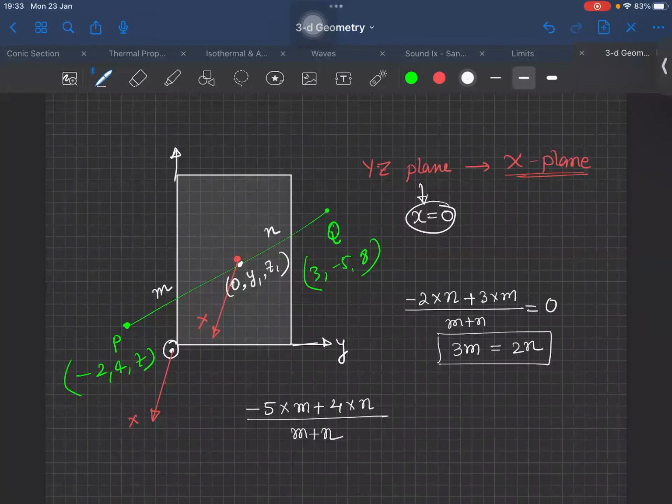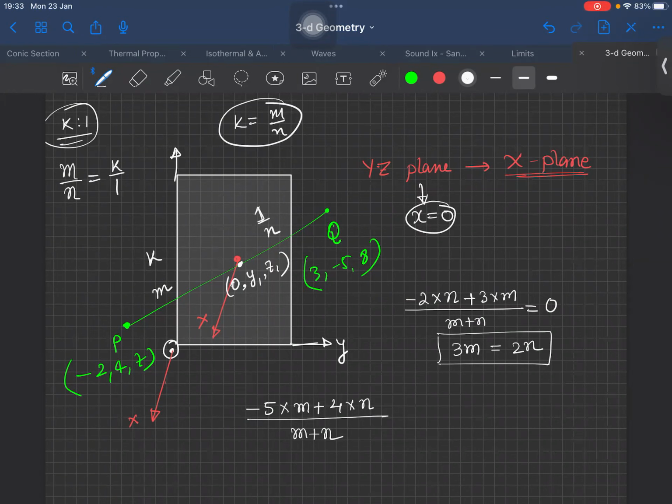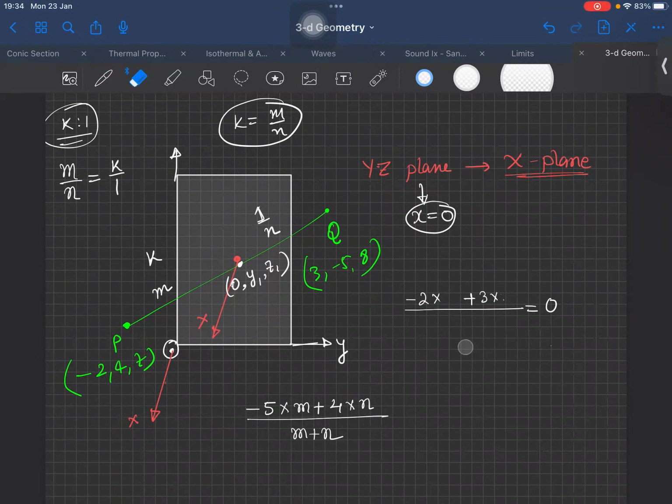See, with M and N we cannot find it. So let's assume it divides the segment in the ratio of k is to 1. Then it is easier to find. We keep writing M is to N, but this is also equal to k is to 1, for some value k, that means k is equal to M by N. So if we use k is to 1, it will be easier for us to find the value. So let's write k is to 1 upon k plus 1.